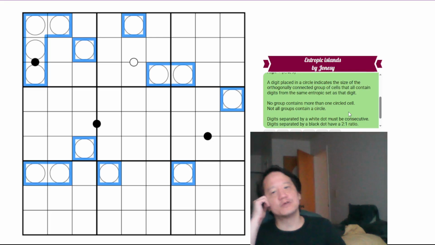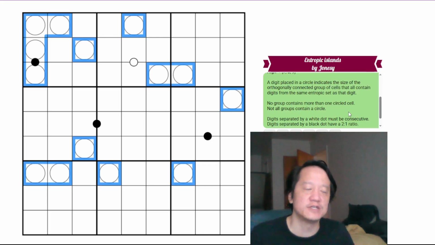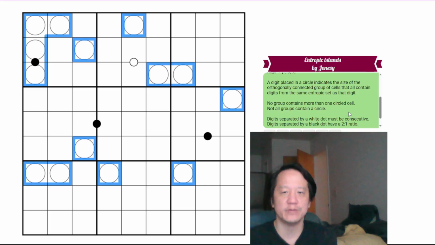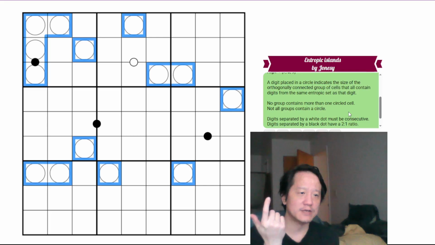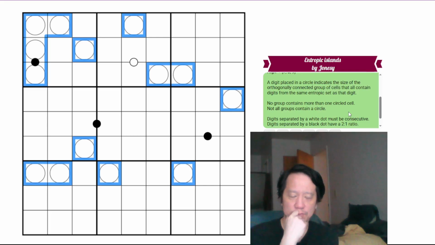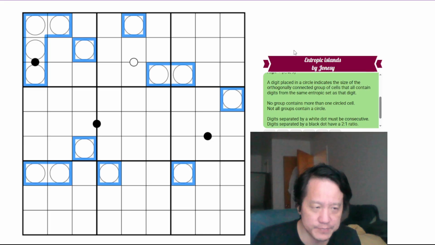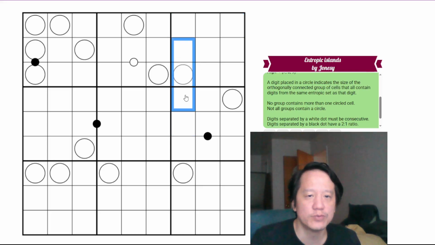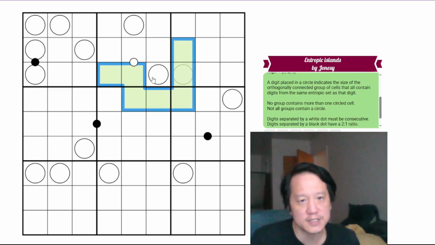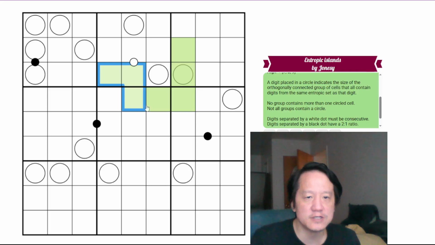So what is an orthogonally connected group of cells, or as I like to call them, orthogonally connected regions? Or we could say orthogonally connected groups. Well, that means to go from any cell in that group to any other cell in that group, you have to be able to go through edges all while staying within that group, or region as I like to call it. So this is an example.